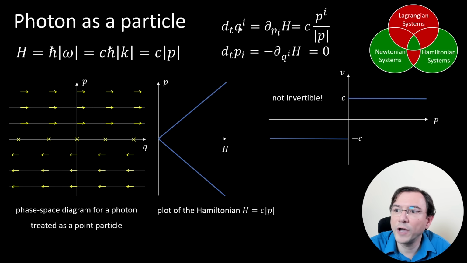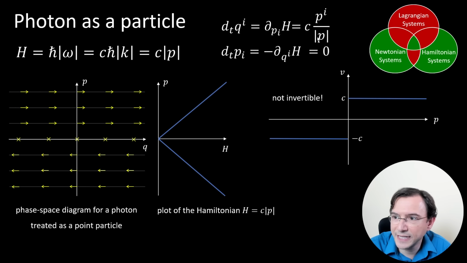So now we can apply Hamilton's equations. The partial derivative of the Hamiltonian with respect to momentum is simply c p over the modulus of p. And the partial derivative of the Hamiltonian with respect to position is 0, because the Hamiltonian does not depend on position. So these are the equations, and here is how it looks. This would be the Hamiltonian as a function of momentum. It's just a line, the absolute value, with c as the slope.